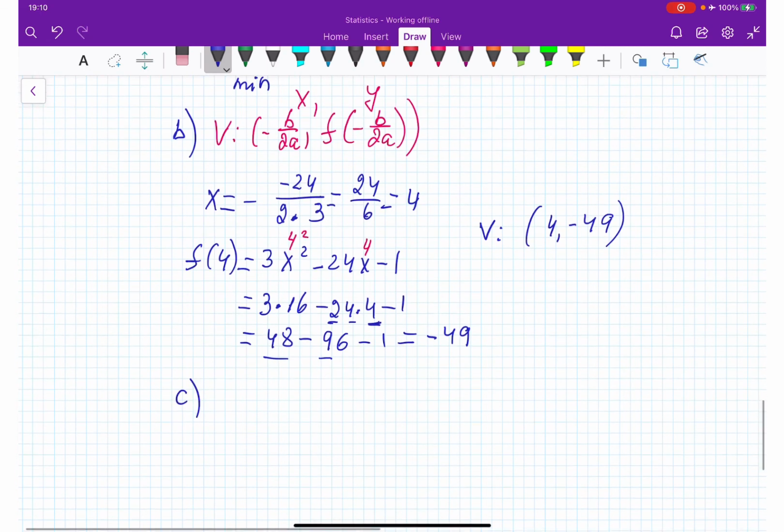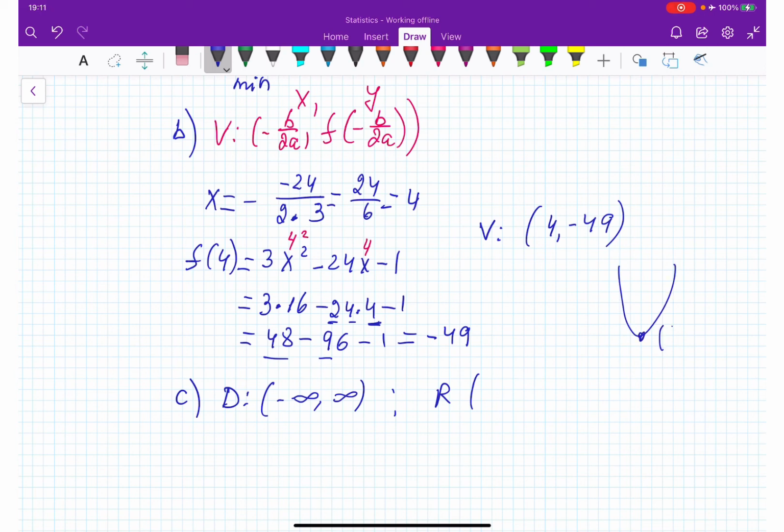And the domain is going to be negative infinity to positive infinity, and the range is going to be, since we have a minimum, that means the graph is going to go up, and here is (4, negative 49). So the range is going to be from negative 49 all the way up. So it's going to be a square bracket, because negative 49 is included, and then go up to infinity.